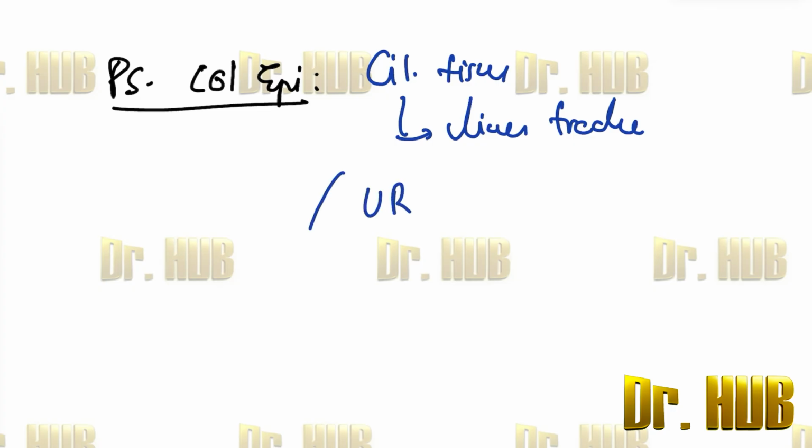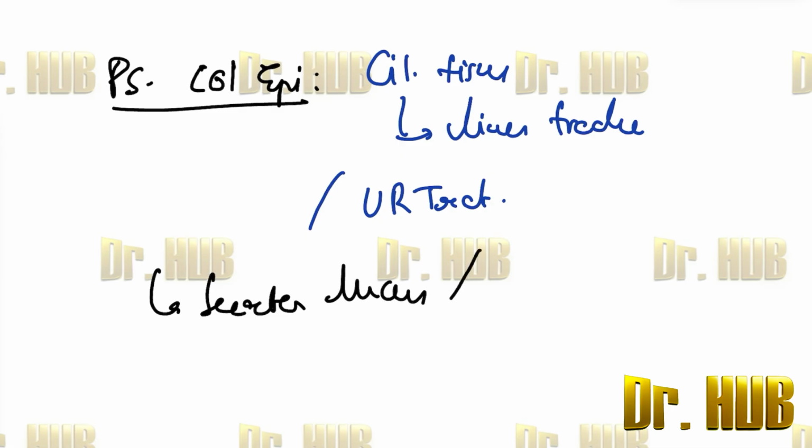Next we move on to the pseudostratified columnar epithelium. It is a ciliated tissue. It lines the trachea and much of the upper respiratory tract. The function is that it secretes mucus, and the ciliated tissue moves the mucus.